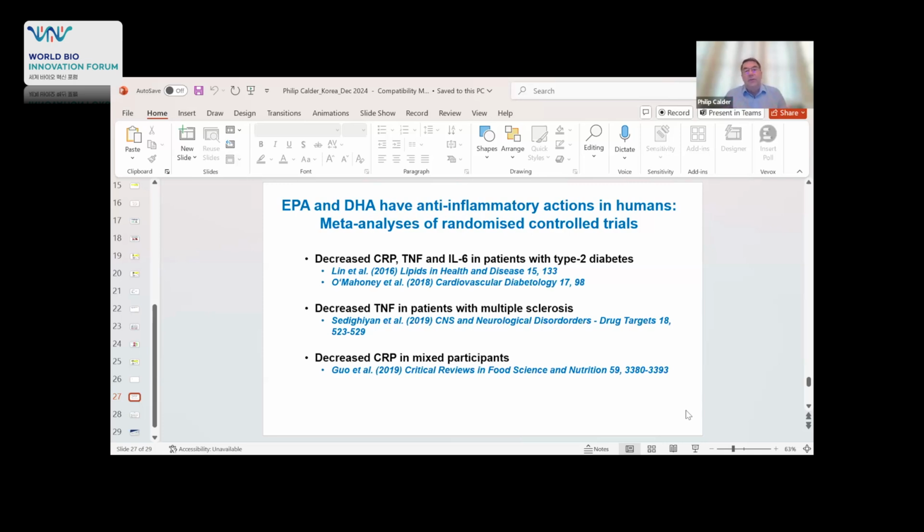So there are now dozens of studies where omega-3 supplements have been used, and inflammatory chemicals have been measured in the blood of older people, people with inflammatory conditions, and so on. And these data from human trials have been aggregated in many meta-analyses. And I just pick out some here showing that omega-3s decrease inflammation in people with diabetes, with MS, and here in mixed participants. So in many conditions.